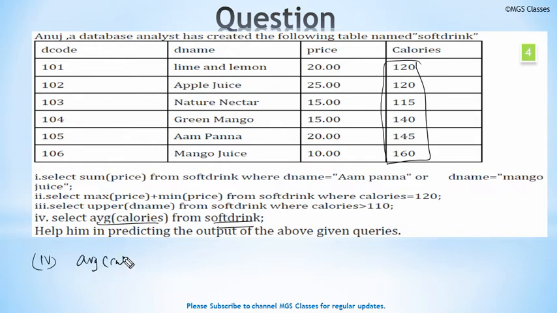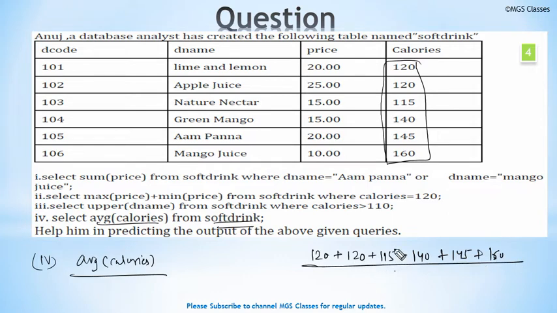You know, average of calories will be calculated as add all those values, 120 plus 120 plus 115 plus 140 plus 145 plus 160, or add all those values and divide by the number of rows. So here 6 rows are there, so we need to add first, 240 plus 275 plus 285, and divide by 6.